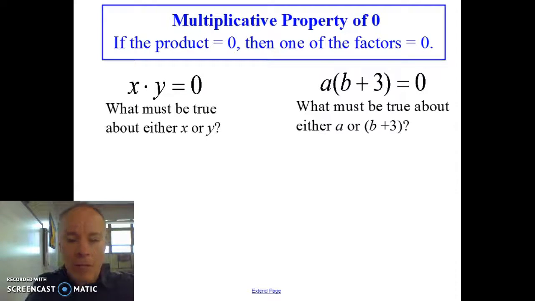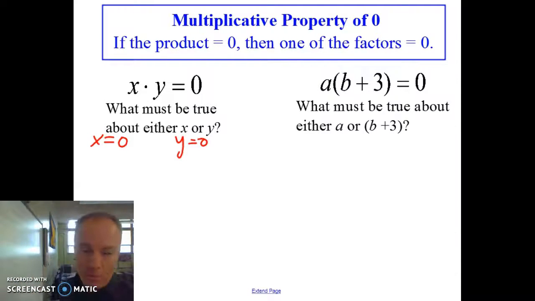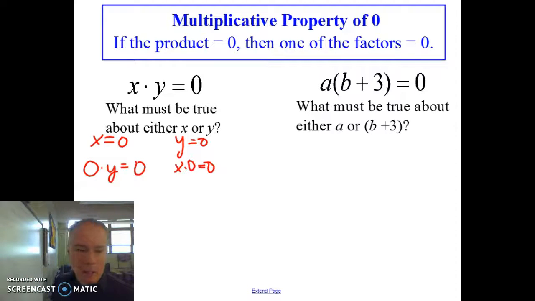So to solve quadratic equations by factoring, we've got to be reminded of this property, the multiplicative property of 0. If the product is equal to 0, then one of the factors must be equal to 0. So in this case, x times y equals 0. What must be true about either x or y? Well, either x has to be equal to 0 or y has to be equal to 0. So if that makes sense, plug in 0 for x. You get 0 as your product. Substitute 0 in for y in the equation. You're going to get 0 as your product.